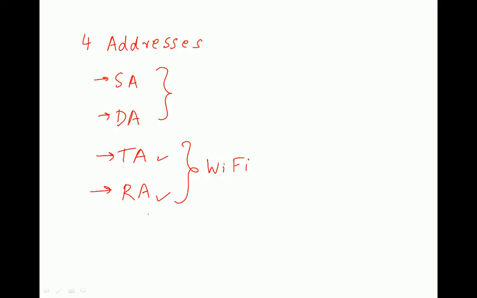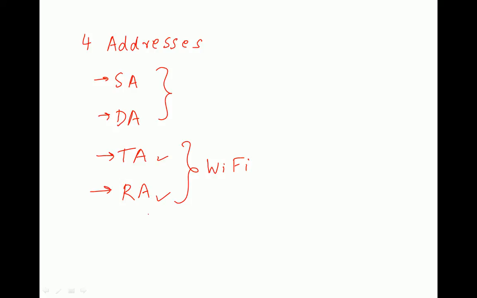I know what you must be thinking. You must be thinking, why do we need four MAC addresses here? You can see a lot of overlap, right? In many cases, the source address and the transmitter address can be the same, and in many cases, the destination address and the receiver address can also be the same.